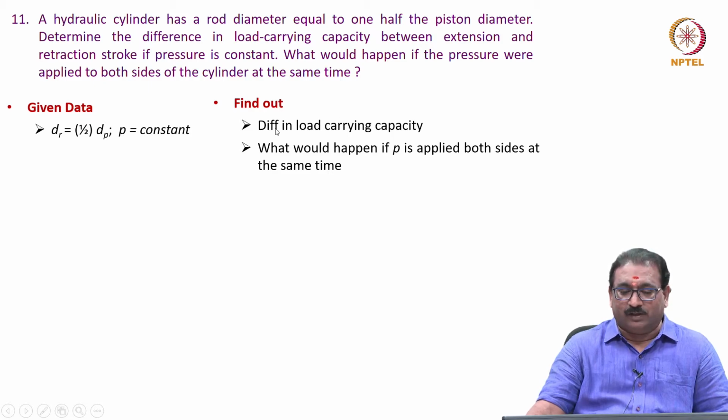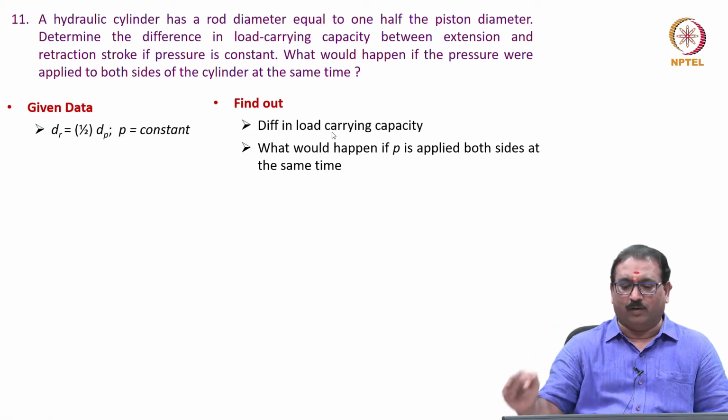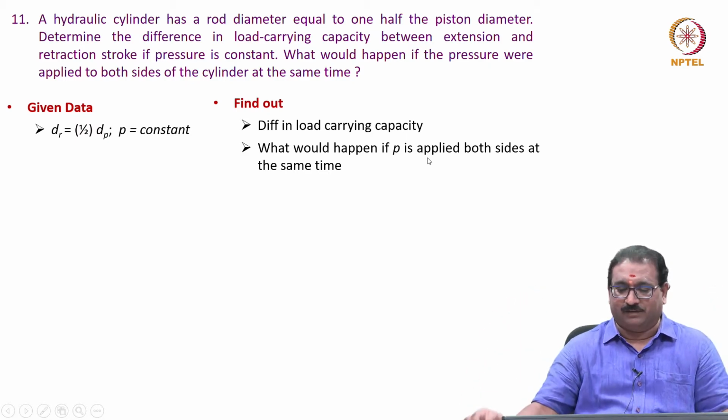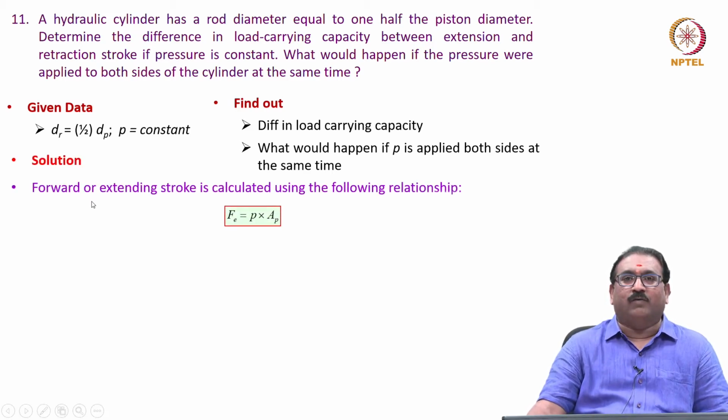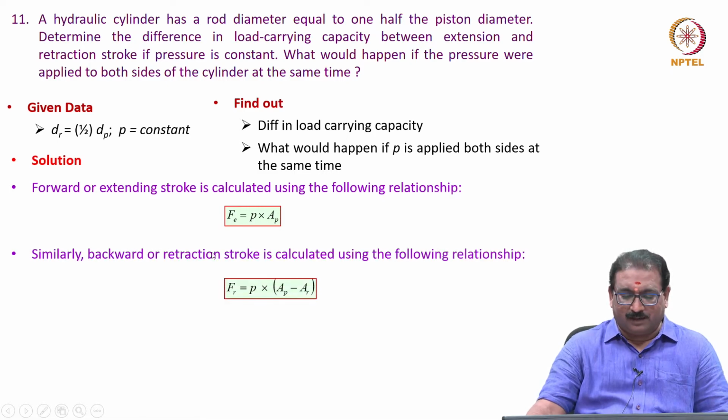Now we have to find out the difference in load carrying capacity, meaning F extension minus F retraction. Similarly, what would happen if p is applied to both the sides at the same time? How to attempt this? For the forward or extending stroke, we already know it is calculated using the relationship Fe equal to p into AP, correct? Similarly, the return or backward stroke, Fr equal to p into (AP minus AR).